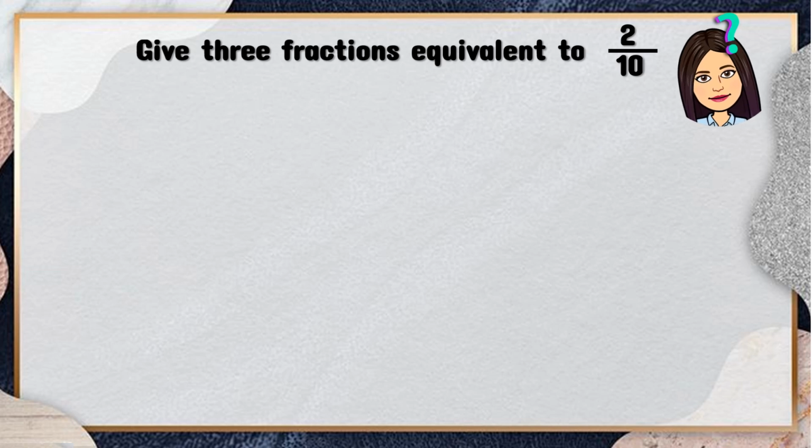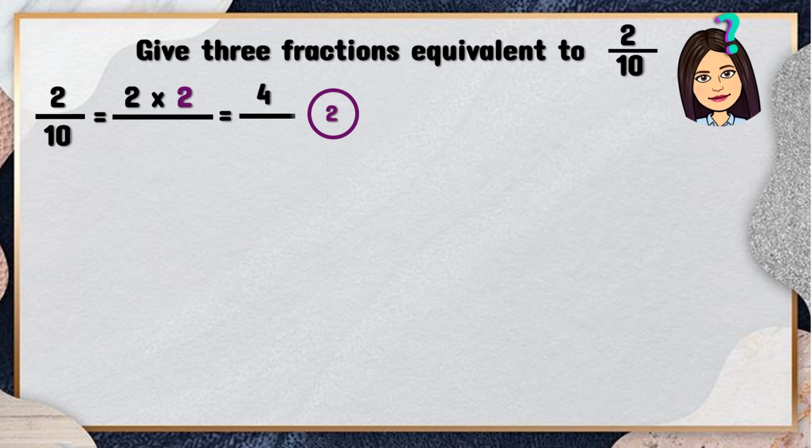Let's check your answer. For the first equivalent fraction of 2/10, let's multiply the numerator and the denominator by 2. The numerator 2 times 2 is 4. And the denominator 10 times 2 is 20. So the first equivalent fraction of 2/10 is 4/20.